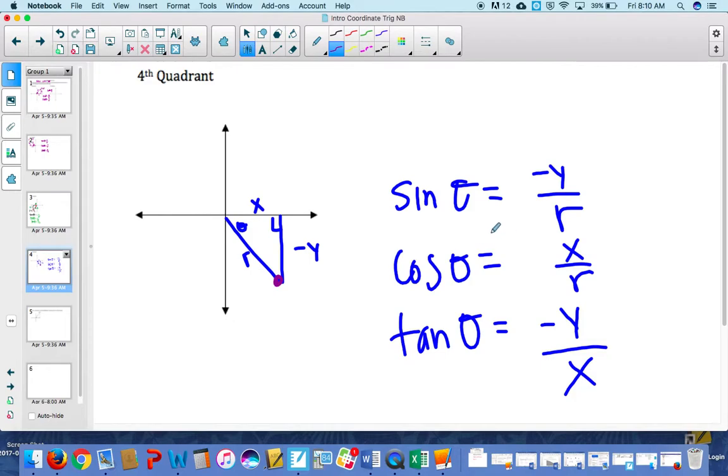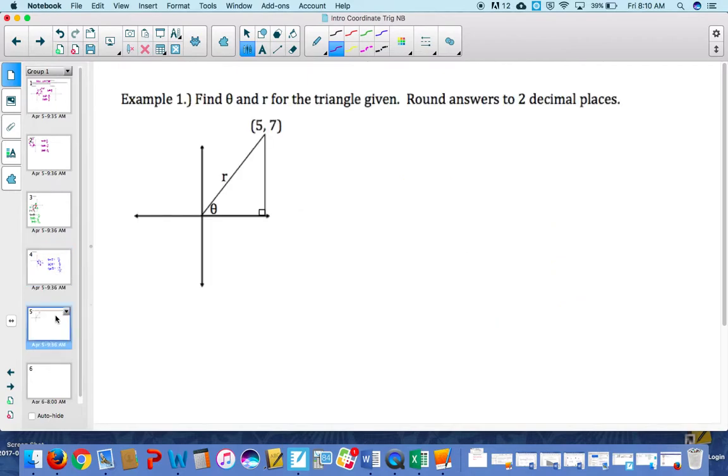Let's look at the last example here. Just a friendly reminder, we're using straightforward trigonometry for you to complete the back side of this notes paper. And here's an example. Here it says you need to find theta, which you're going to do using inverse trig to find an angle, and then you're going to find the length of r. Round your answers to 2 decimal places.